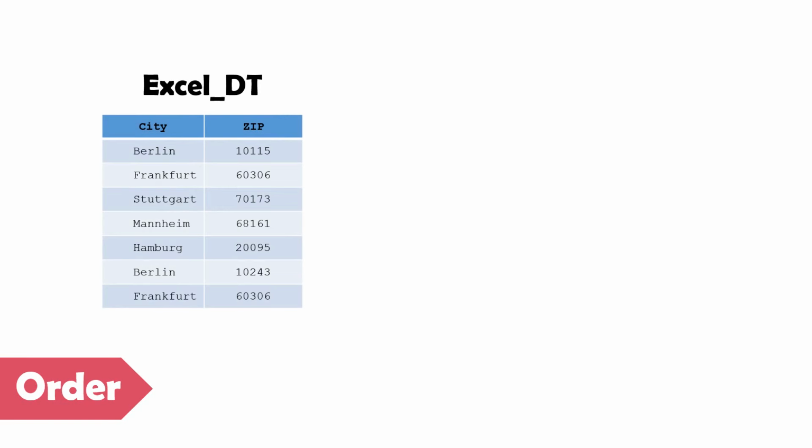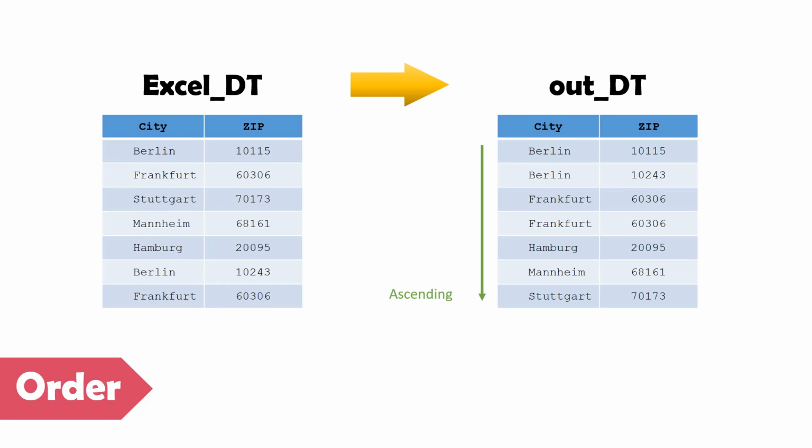Now let's continue with the next function, order. We use this function to sort a data set. We have the same table and we want to sort the table using one column. Let's sort using the column city. We can sort ascending or descending. The table looks like this if we sort ascending. Before we write the query in UiPath, let's see the function.